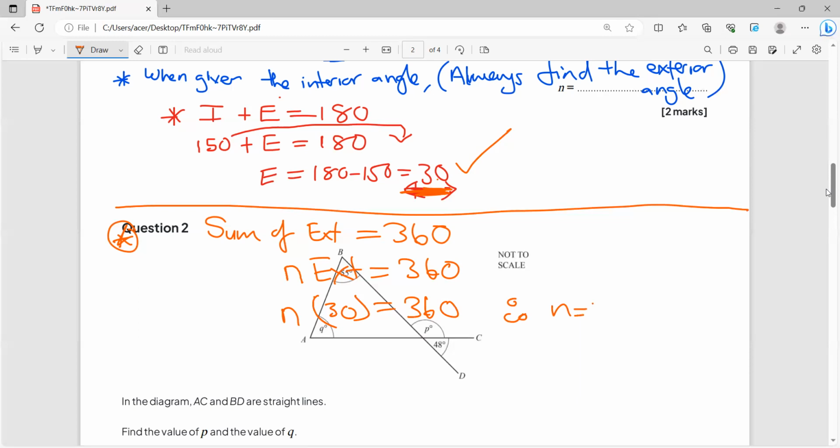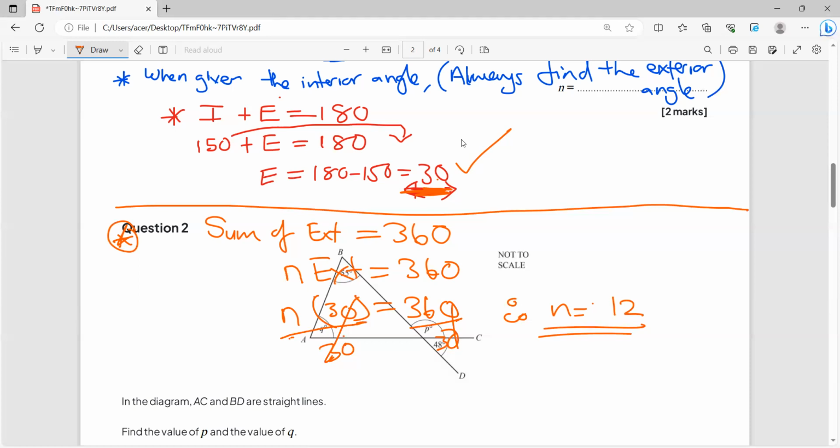The change of subject. How do we get n, Lisa? All right, we're going to divide by 30 on both sides. And then we get n equals 360 divided by 30. 3 into 3 is 1, 3 into 6 is 2. So our answer is equal to 12.